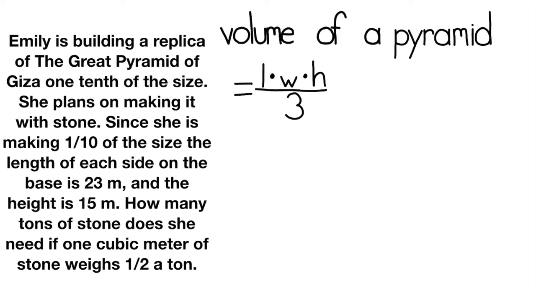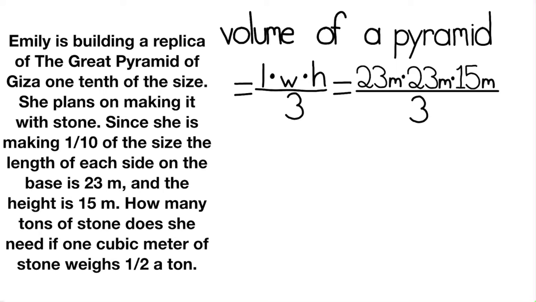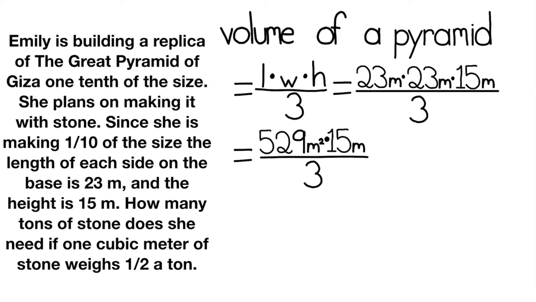So to figure out how many tons of stone Emily needs, first what we need to do is find the volume of the pyramid. So let's write the formula of how we would find the volume of this pyramid. So that would be 23 meters times 23 meters times 15 meters over 3. So now we're going to multiply 23 meters times 23 meters, which equals 529 meters squared times 15 meters over 3.